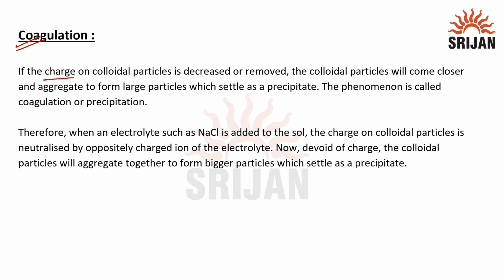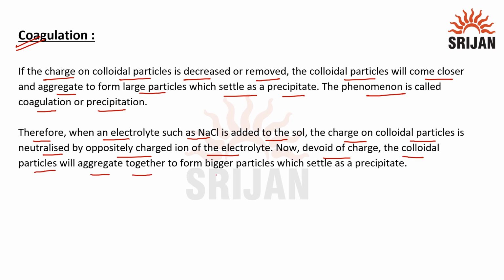If the charge on colloidal particle is decreased or removed, the colloidal particles will come closer and aggregate to form large particles which settle as precipitate. This phenomenon is called coagulation or precipitation. Therefore, when an electrolyte such as NaCl is added to the sol, the charge on colloidal particle is neutralized by oppositely charged ion of the electrolyte. Now devoid of charge, the colloidal particles will aggregate together to form bigger particles which will settle as precipitate.